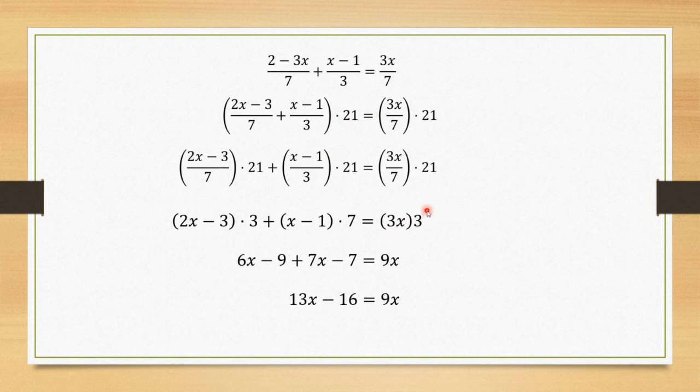How do we solve this? Just like before, we distribute. We get 6 times x minus 9, 7x minus 7. Here we get 9x. And then again, we just do some basic algebra. For instance, here, we're going to get 6x plus 7x is 13x. Minus 9 minus 7 is minus 16. We have 9x. So you could probably guess what's going to happen next, right?